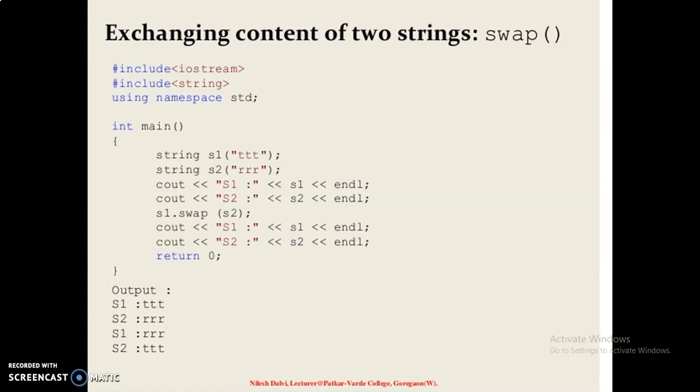And then the concept of swapping two strings. Swapping means exchange of two strings. Here S1 has the string TTT and S2 has RRR. Before swapping, the output statement displays S1 is TTT and S2 is RRR. S1.swap(S2) means the value of S2 is swapped to S1 and S1 is swapped to S2. So after this swap statement, printing S1 gives RRR and S2 gives TTT. So these are all the operations performed in string manipulations.